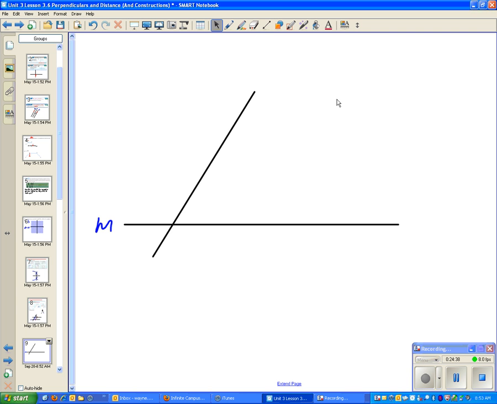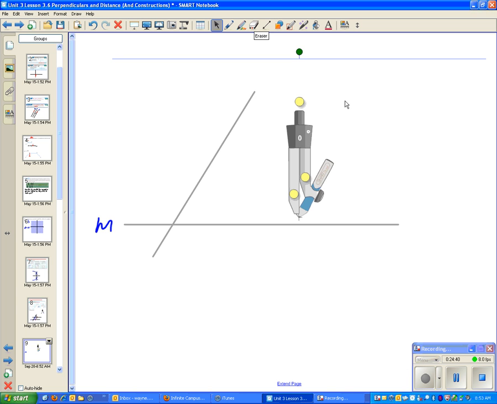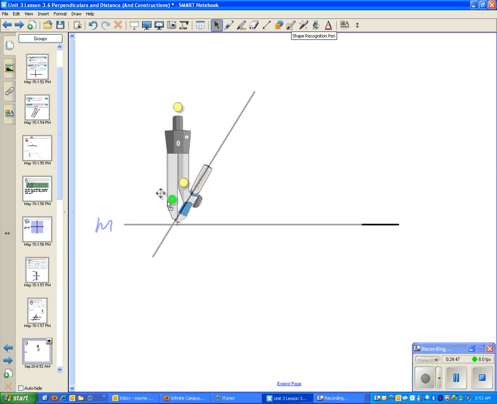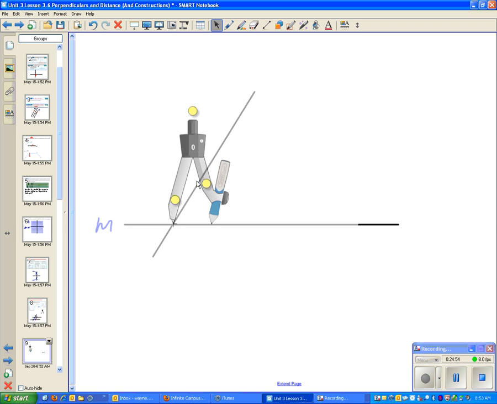Now we need our compass. We put the compass point on the vertex of the angle. Just stretch the pencil out however far you want to stretch it out. Whatever is comfortable for you to use. And then you make an arc through line M and through the transversal. Leave that compass setting. Do not change it.